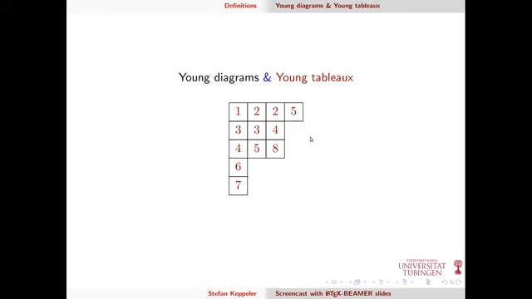So they have to be increasing in columns, and they must not decrease in rows. We can also say they are weakly increasing in rows. So 1, 2, 2, 5 is fine in a row, but not in a column. In a column they have to be strictly increasing.